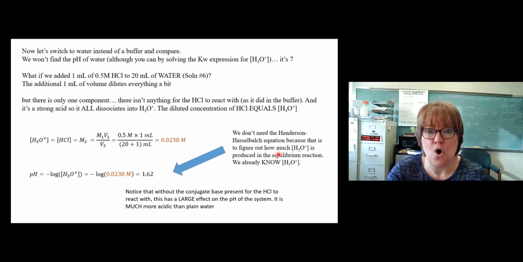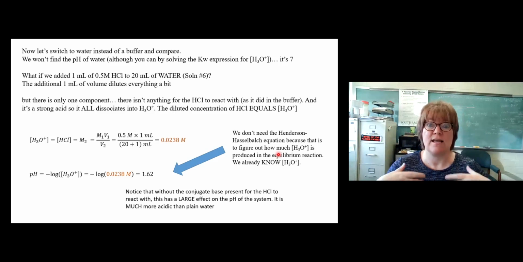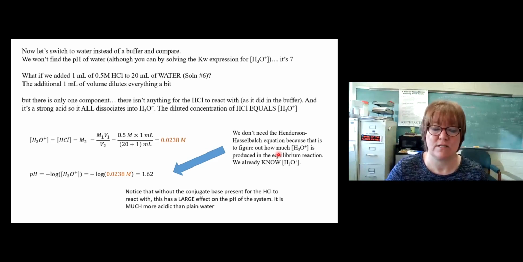In this case, there's only one component. So there isn't anything for the HCl to react with. And HCl is a strong acid, so it's going to completely dissociate. It's going to make a bunch of hydronium ion, and that hydronium ion has nothing to react with. So the pH is just the negative log of that hydronium ion concentration. So I just do a dilution and take the negative log of it. So here's my dilution. It's 0.0238 in this case. And then I take the negative log of it, and I get 1.62.